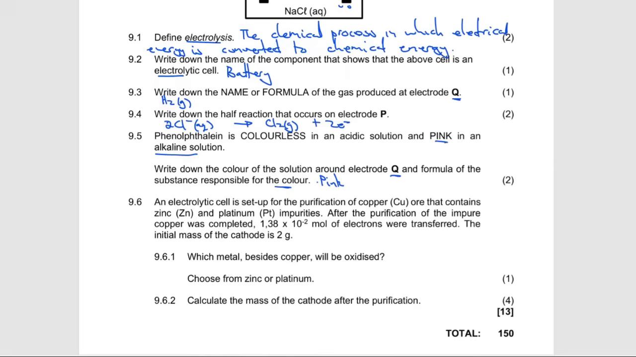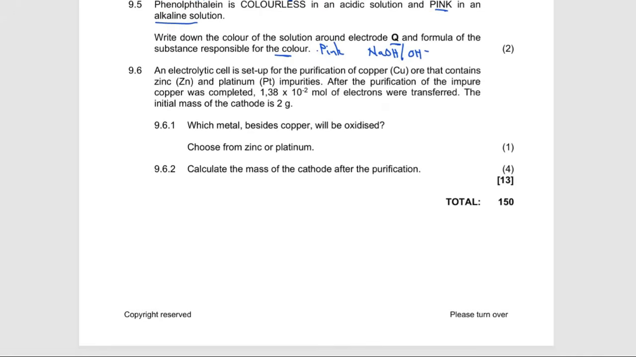Then our reason behind that is because we have hydroxide ions that emanate from sodium hydroxide, right? So I'm going to say OH negative there. So that's the reason why we're having our color as pink there. Then 9.6 is there.